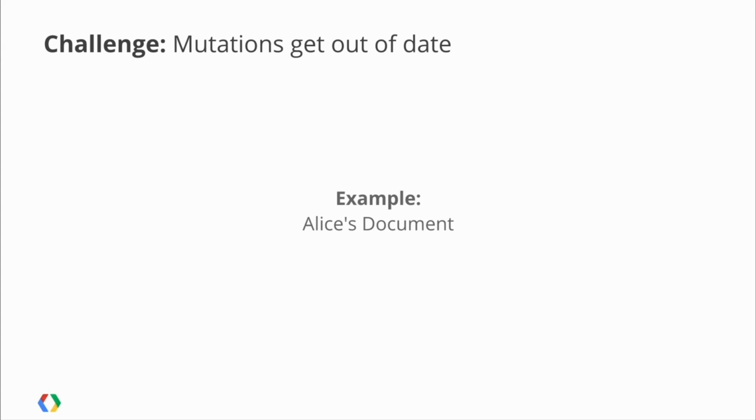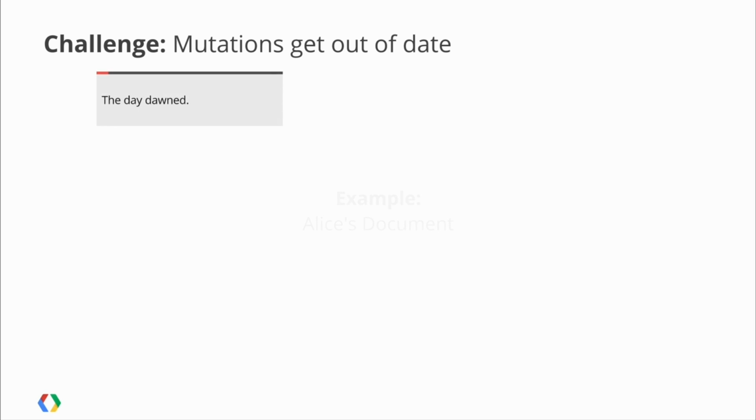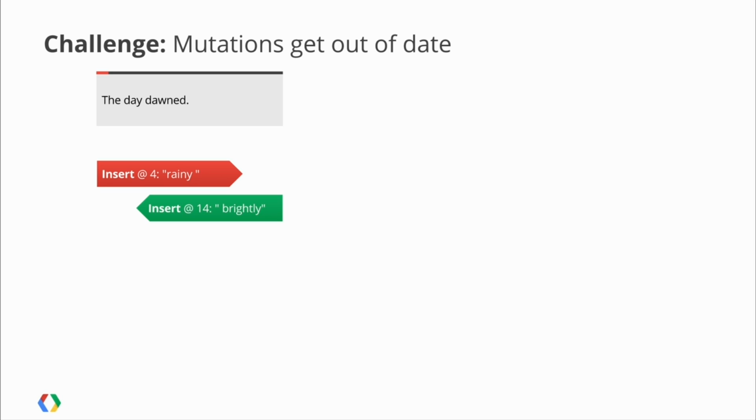So what you might think is, why don't we just broadcast these mutations around and then apply them when we get them? And that sounds good, but the problem is that the mutations end up getting out of date. And let's go through an example for how this happens. So let's look just at Alice's state. Alice starts with the day dawned. She applies the insert of rainy, which she sent, and she also applies Bob's insert of the word brightly.